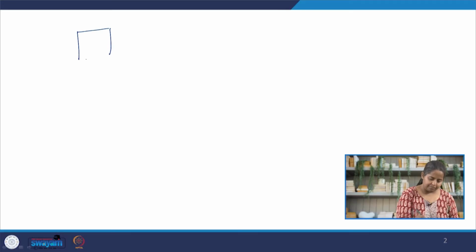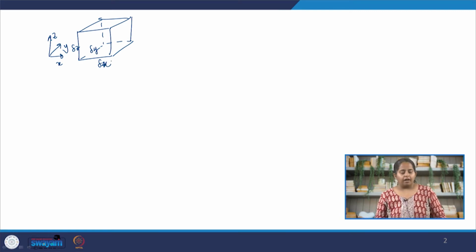So bulk action, now this is our parallelepiped, and the directions are x, y and z. So del z, del y, del x. Let's say we are talking about the x direction. The formula that we are going to use for x will be very similar to what we use for y and z. So let's just focus on x and then we'll write similar equations for the y and z directions.